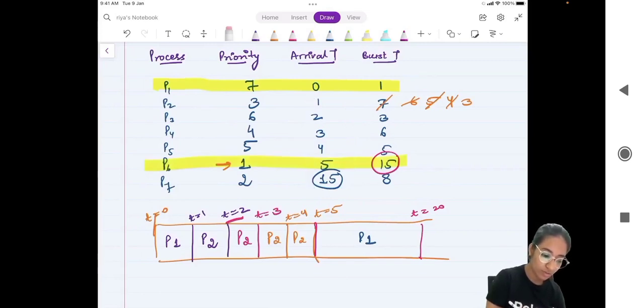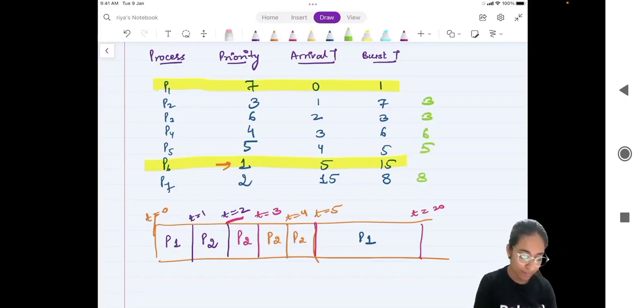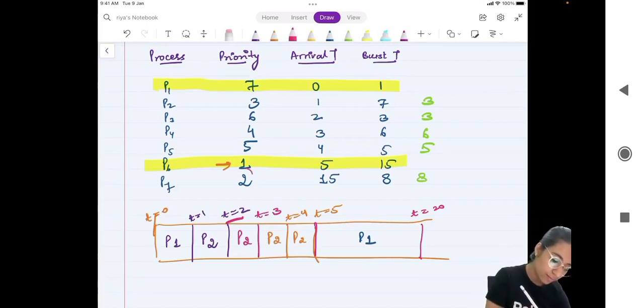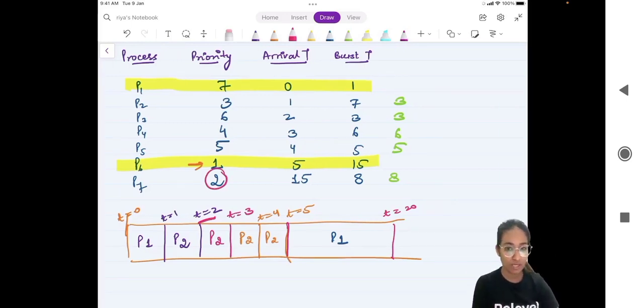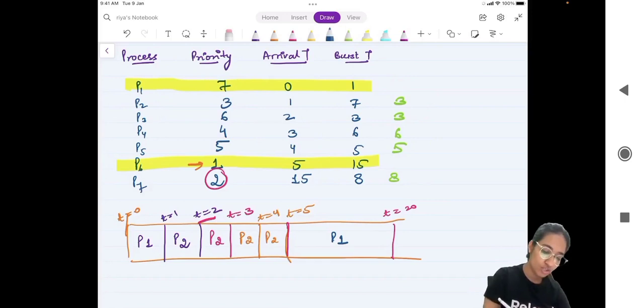So this is also done. And by this point, all the processes have actually arrived with their left burst time as 3, 3, 6, 5 and 8. Okay. Now out of all of these processes, which process has the highest priority? It is the P7 process. So P7 process will execute fully because there is nothing to block right now. So it will take 8 units.